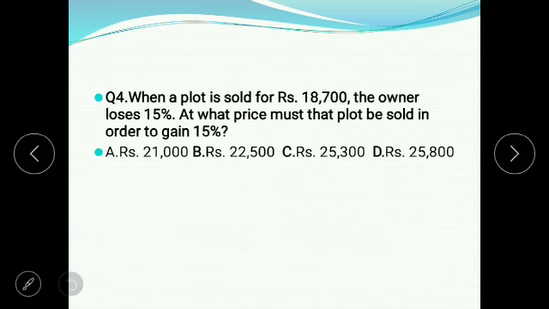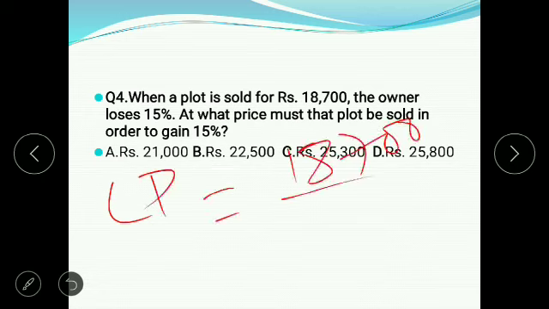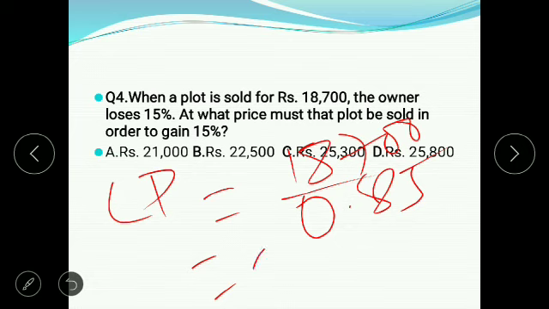In the next question, it says that when a plot is sold for 18700, the owner loses 15%. Now just calculate the cost price. So how can I calculate the cost price? 18700 divided by 0.85, because I have lost 15%, meaning I am left with 0.85 of the cost price, which is equal to this. So by this calculation you can obtain the cost price as 22,000.